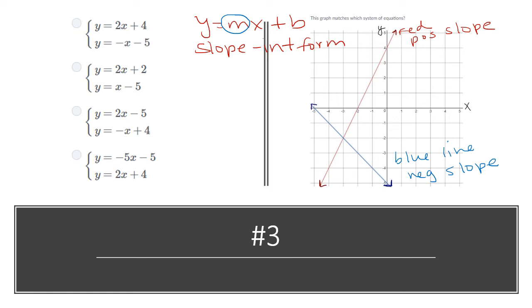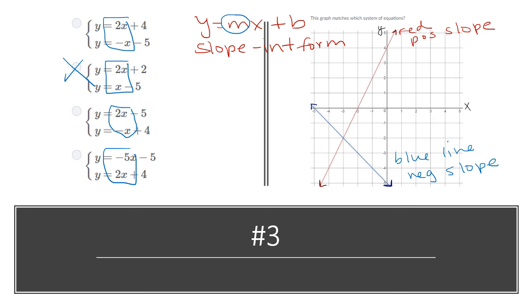So right away, if I look at my x terms, I have one positive, one negative. Here I have two positive slopes. So this one I can eliminate right away. That's gone. Here I have one positive, one negative, and here I have one positive, one negative. So I'm only able to eliminate one choice, but that's helpful.